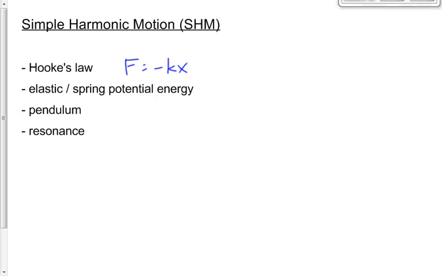Boils down to, look, EP is equal to 1/2 kx squared. Sometimes you got to find k by using this equation. And sometimes it's vice versa. Sometimes you got to find it using the spring potential energy equation, plug it into Hooke's law. Bottom line, the more the spring is stretched or compressed, the more potential energy it contains. The less it's compressed or stretched, the less potential energy it contains.